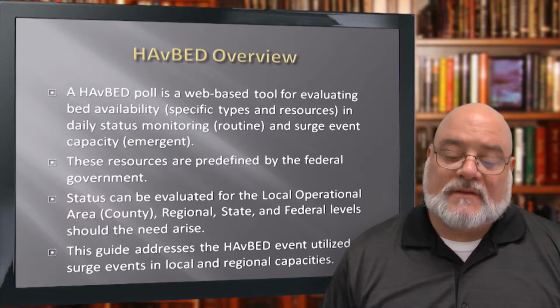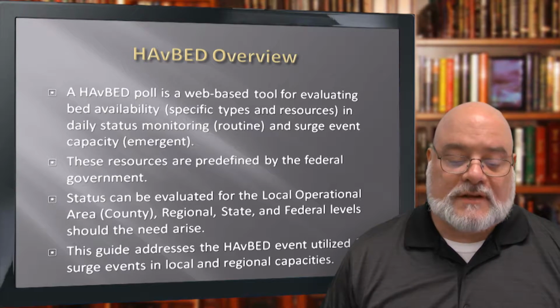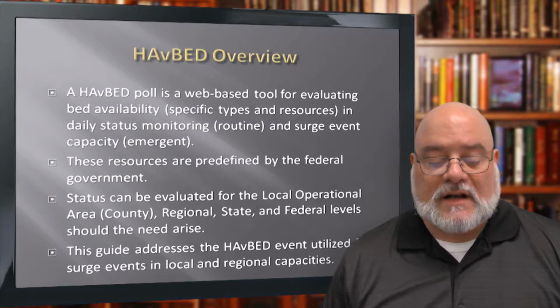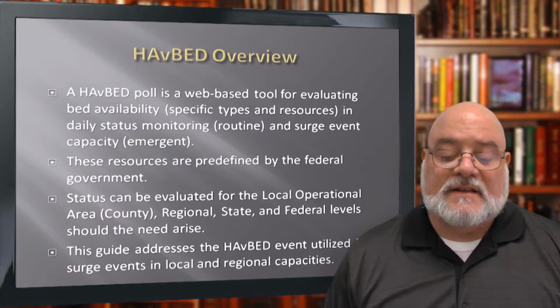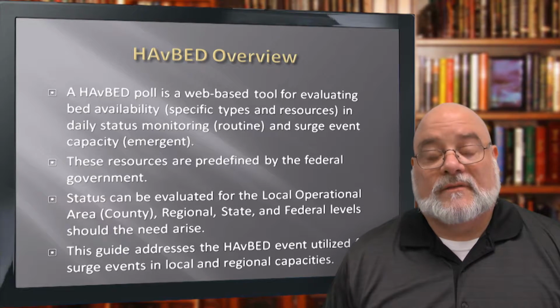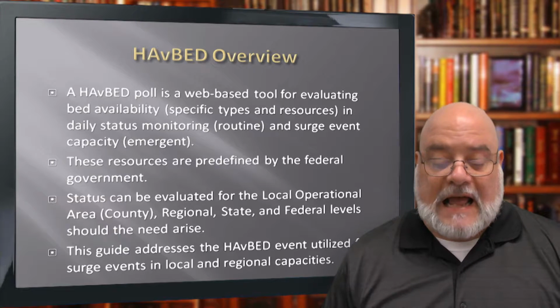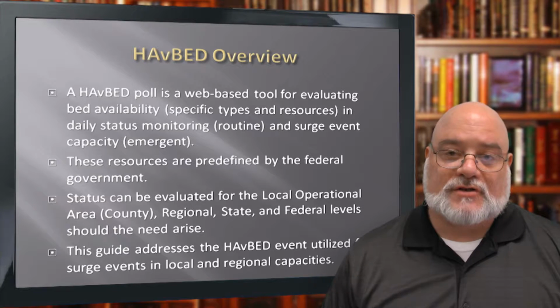The status can be evaluated for the local operational area, your county, and all political subdivisions. At the regional level, again, we are in Region 3 in Nor-Cal EMS, and there are 6 total. It goes up to the state, and then eventually to the federal level. This guide addresses the HAVBED event utilized for surge events in both local and regional capacities.